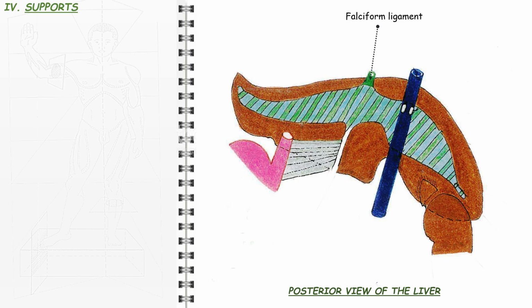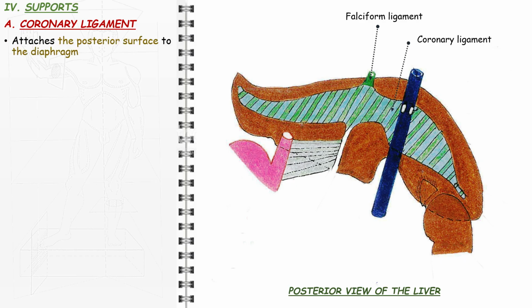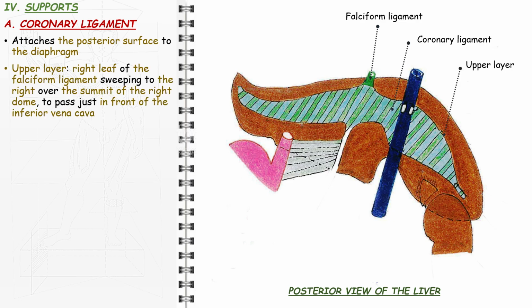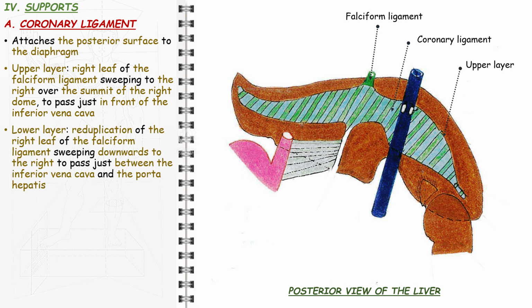The coronary ligament of the liver attaches the posterior surface to the diaphragm. Its upper layer is made of the right leaf of the falciform ligament sweeping to the right over the summit of the right dome to pass just in front of the inferior vena cava. Its lower layer consists of the reduplication of the right leaf of the falciform ligament sweeping downwards to the right to pass in the fissure for the ligamentum venosum and just between the inferior vena cava and the porta hepatis. The coronary ligament surrounds the bare area of the liver.